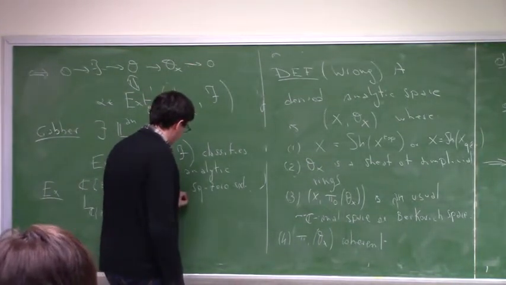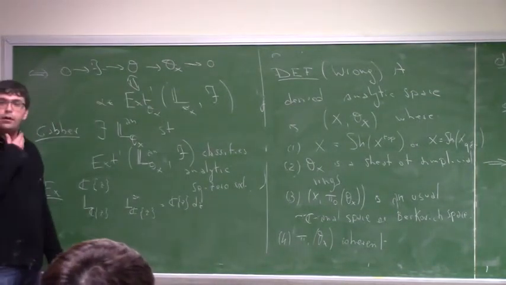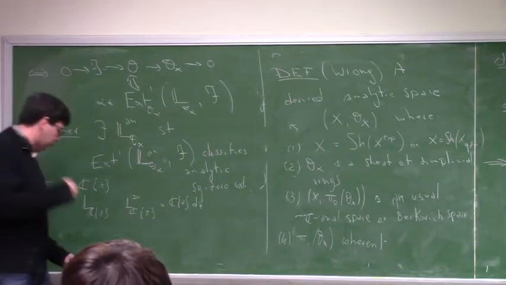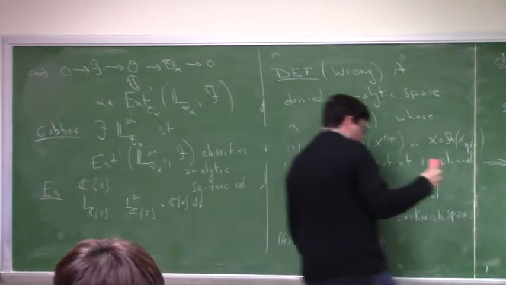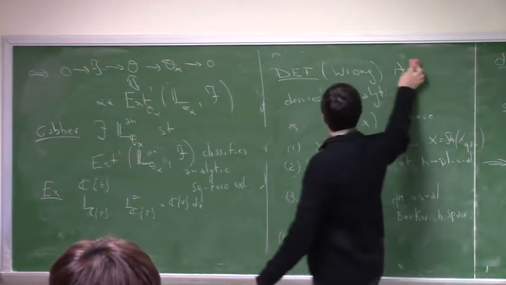This is just C{z} dz. But in the definition, is it defined as derivations with certain properties? Yeah, you can define it in that way.